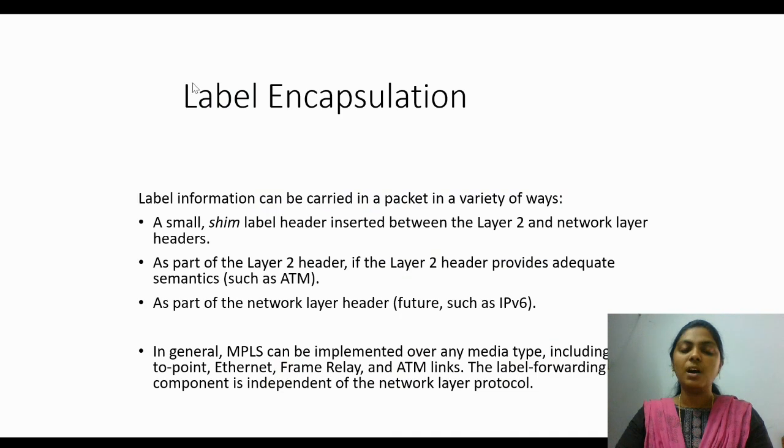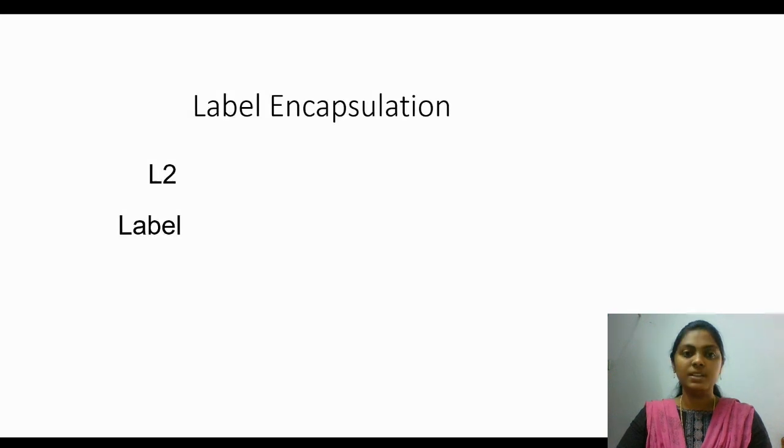And then how do we do this label encapsulation? Label encapsulation can be done in three ways. Either the label detail can be added along with the network layer header or the data link layer header. Otherwise, a new label header, called a shim label header, can be inserted between the two layers. So three possibilities are there. Let us look into the label encapsulation.